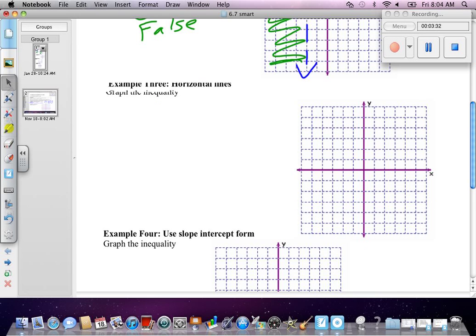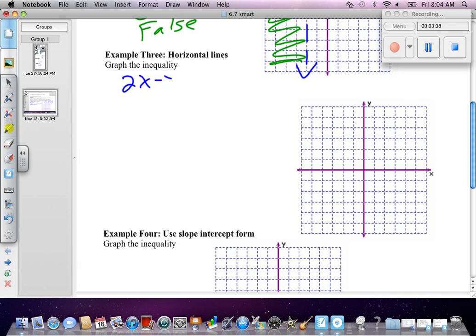Okay, the first thing I'm going to ask you about example 3, is it in slope-intercept form, y equals mx plus b? No. So what 2 steps do we have to do to get it in y equals mx plus b form? Yes, Chase? So first we subtract 2x from both sides. These cancel and we get negative y is greater than or equal to negative 2x minus 2.